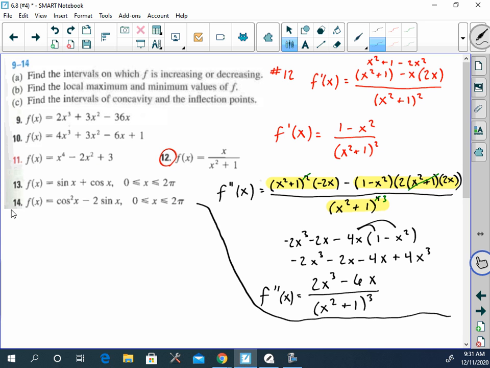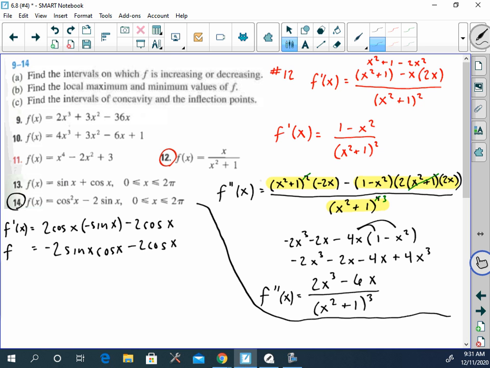Okay, number 14, intervals of increase or decrease. I need my derivative. Okay, so cosine squared, pull the 2 down, leave cosine alone, and then multiply by the derivative of the inside, which would be cosine. Derivative of cosine is negative sine. So something like that. Then the minus 2 stays out front. Derivative of sine is cosine. So I'm just going to clean it up a little bit. This is negative 2 sine x cosine x minus 2 cosine x.